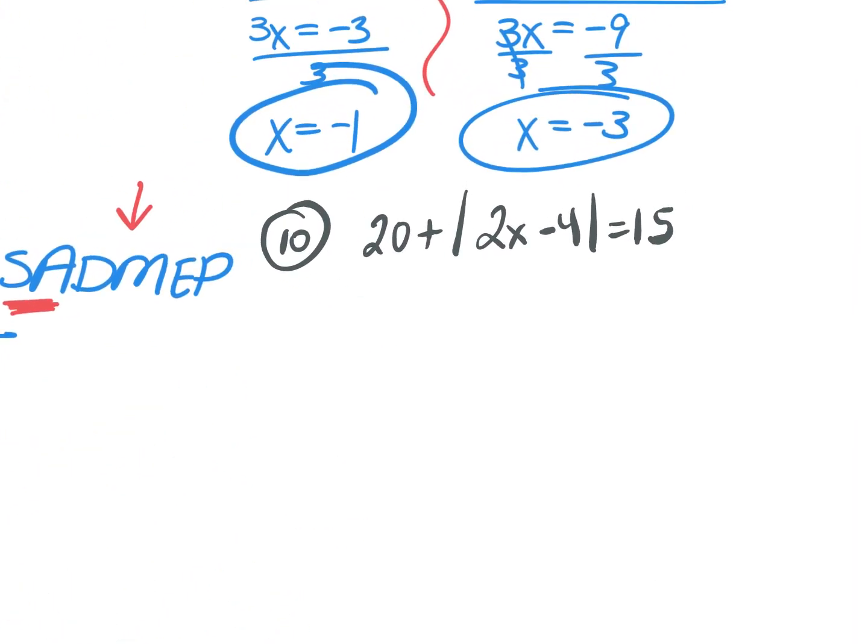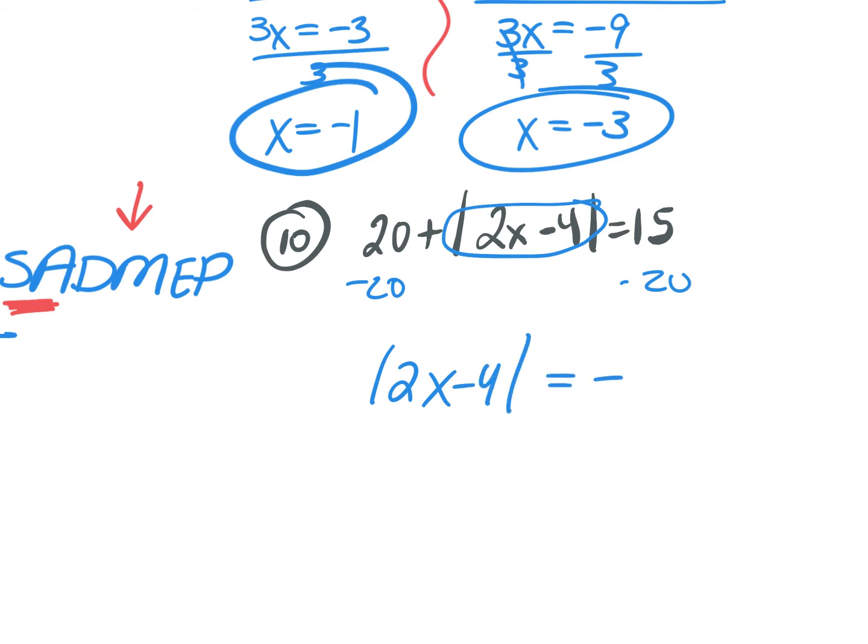What do we need to do? I got to isolate this. Let's move 20 to the other side. So I have the absolute value of 2x minus 4 equals negative 5. No solution. And some of you are like, what? How am I supposed to know that? You don't have to. Keep going.